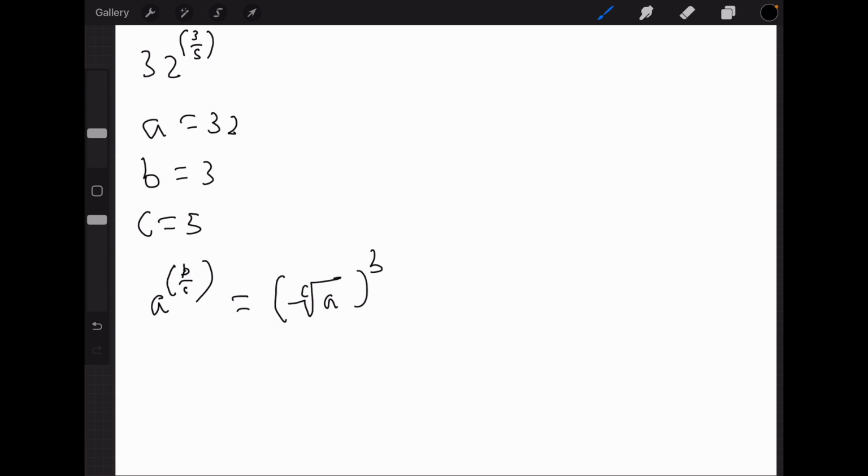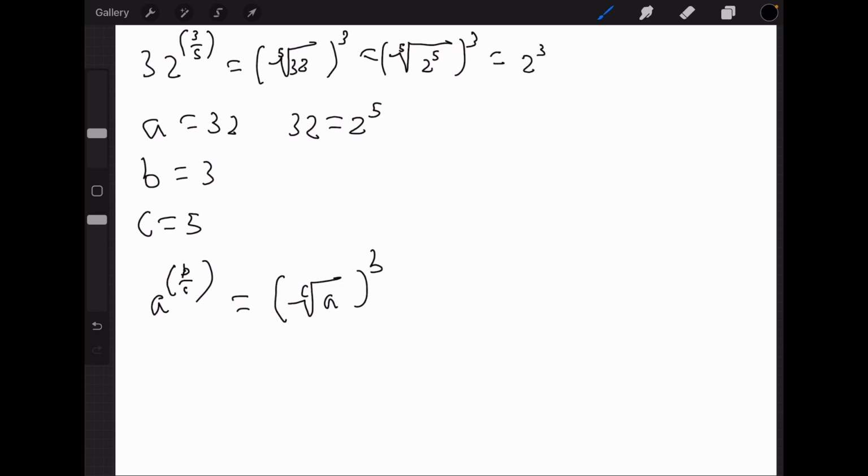So we can see that this equals the fifth root of 32 to the power of 3. And 32 equals 2 to the 5. So we can see that this equals the fifth root of 2 to the 5 and then cubed, which equals 2 cubed, which equals 8.